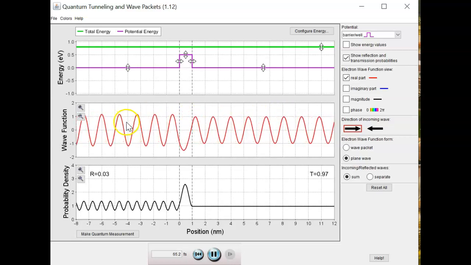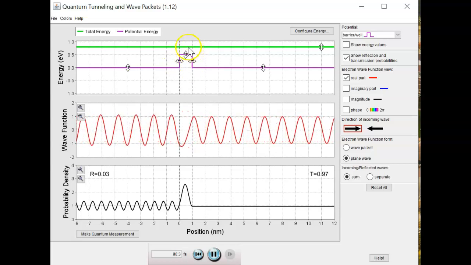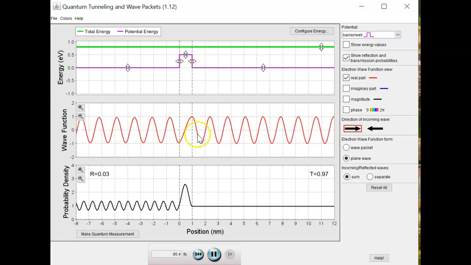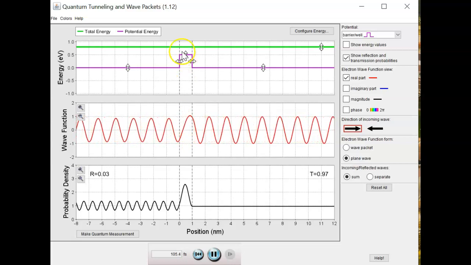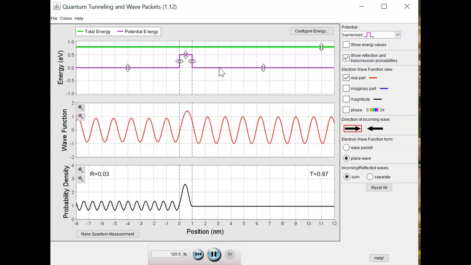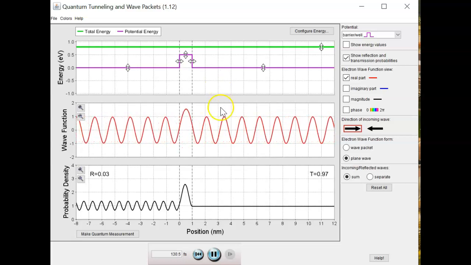The second question is: is the energy higher or lower than the barrier? Again, on the default setting, your barrier is shown here in purple. The green line is your energy, so this is higher. Another way you can tell this is it's still oscillating. It's still sinusoidal in the middle. So that tells you that you have to have an energy that's higher than the barrier, or else you would have exponential decay.